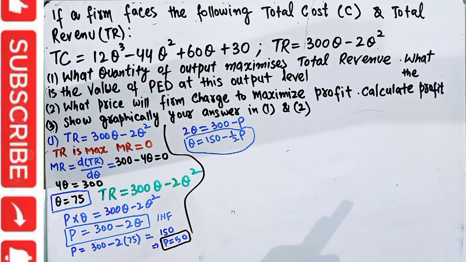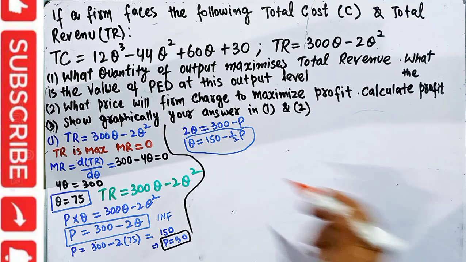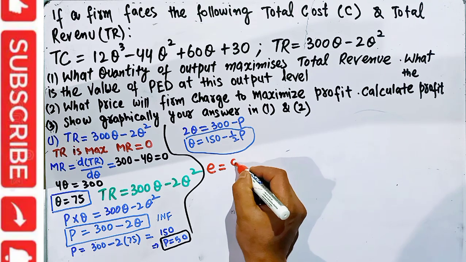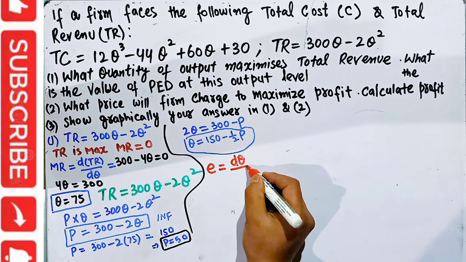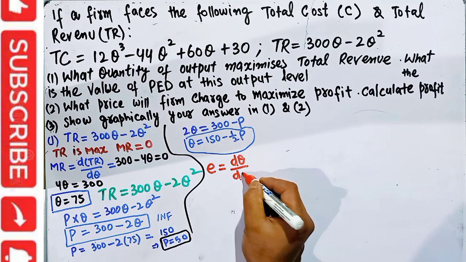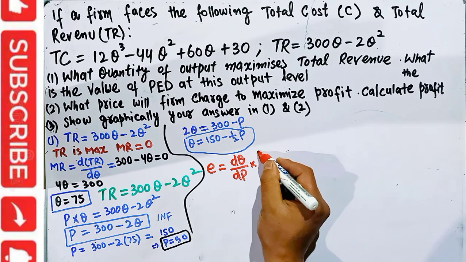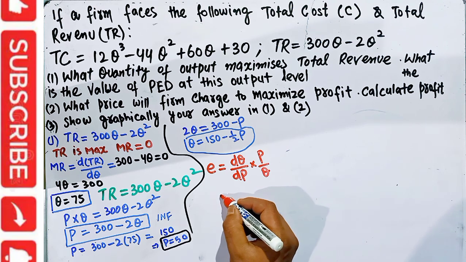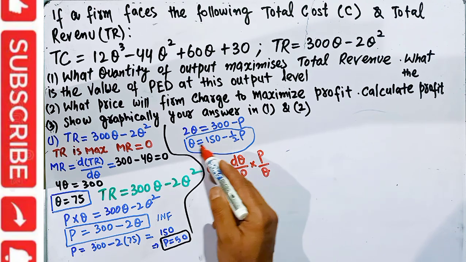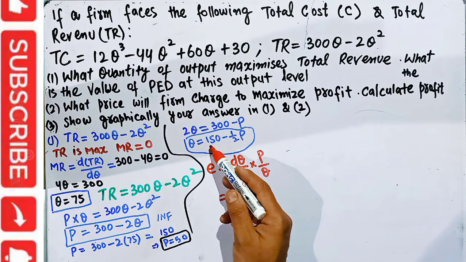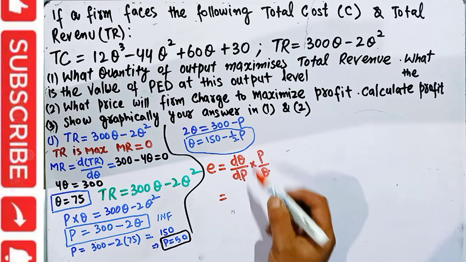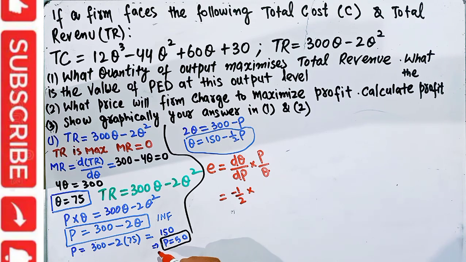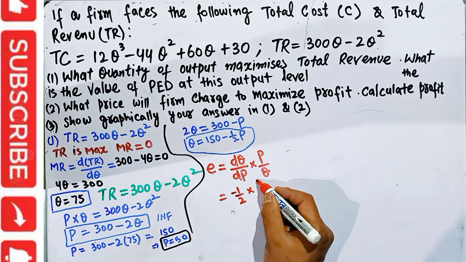Now what is the formula for price elasticity of demand? Price elasticity of demand, let's denote it by E, is given by the change in output due to change in price, times price upon output. This implies dQ upon dP means the partial derivative of this demand function with respect to price. Derivative of a constant is 0. Derivative of P will be 1, so we will be left with minus 1 upon 2. And what is P? P is 50. We calculated it.